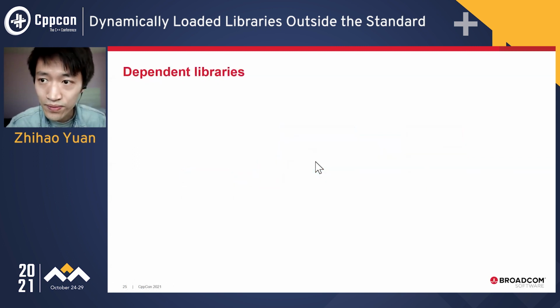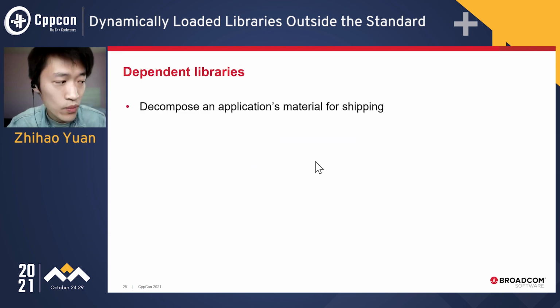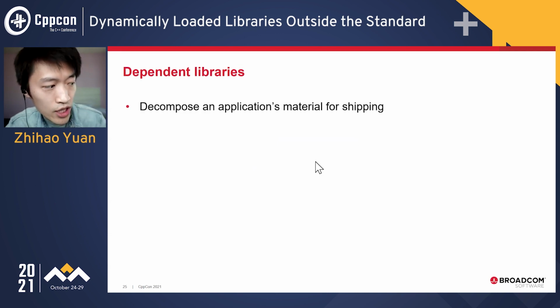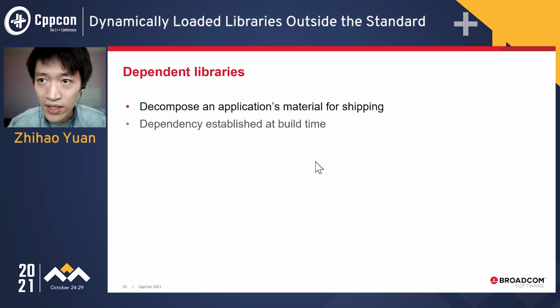So the dependent libraries, their prime role is to decompose an application's material for shipping. They are dynamic in terms of the exact components to load, not dynamic in terms of all the rest. The dependencies are established at build time by the linker, and the actual linking happens before the program runs its first line of code. That's why it's also called load time dynamic linking.